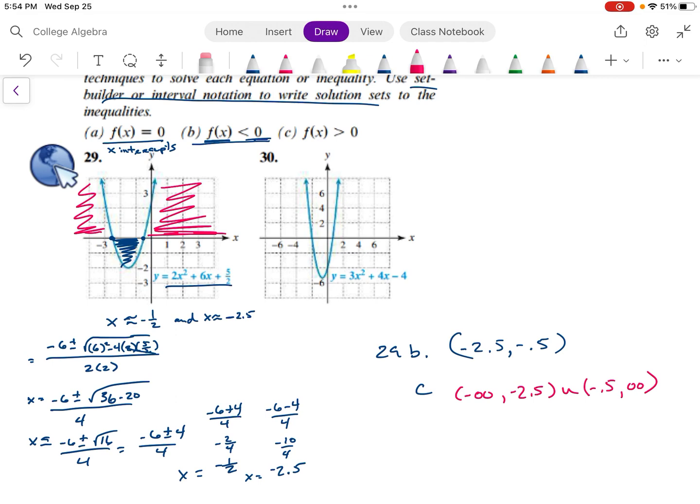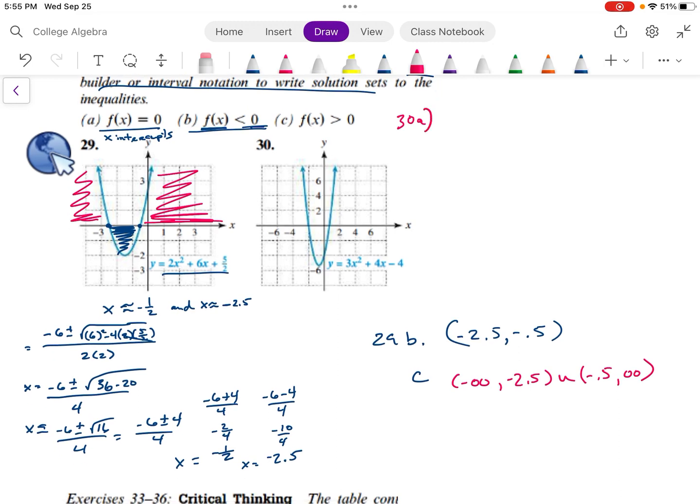Number 30, you're going to be doing the same thing. It's a little harder to see. That one would probably have to use the quadratic formula. Actually, it looks like it factors. It looks like that factors there, so I'm going to factor it. So to find 30A, we would go through and say, all right, when is this equation equal to 0?